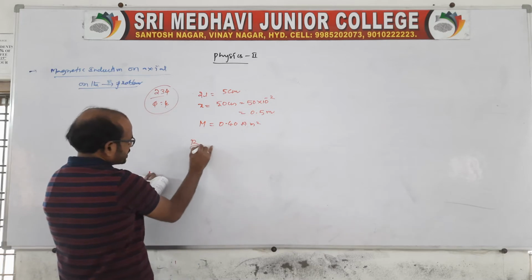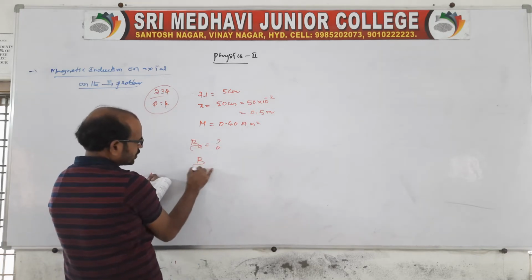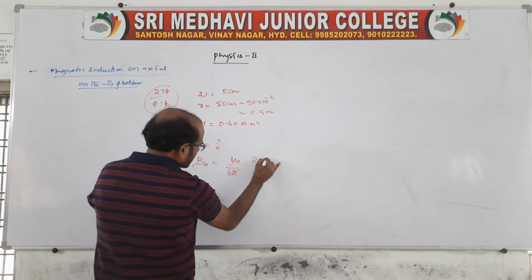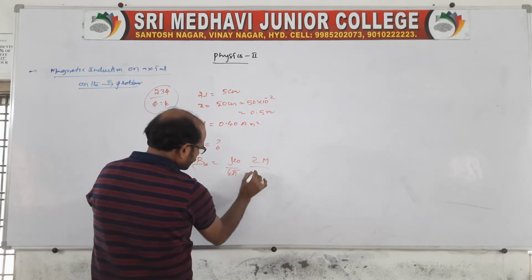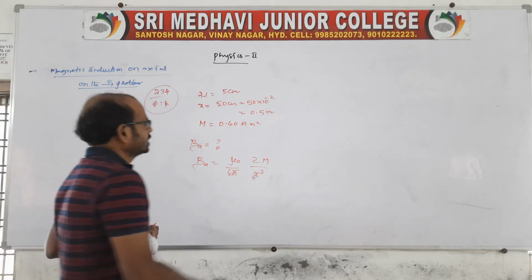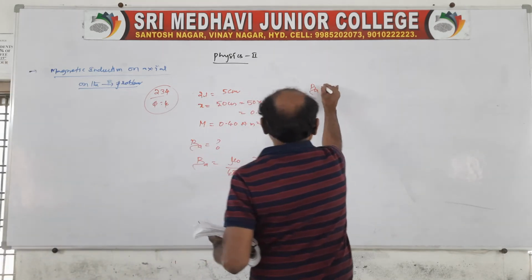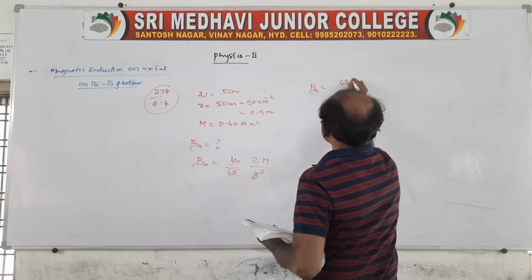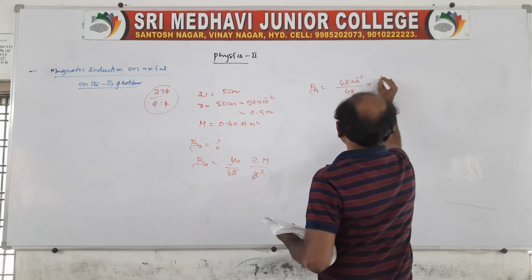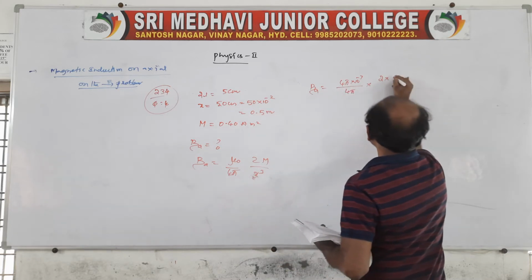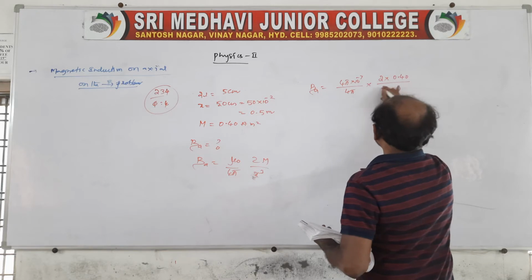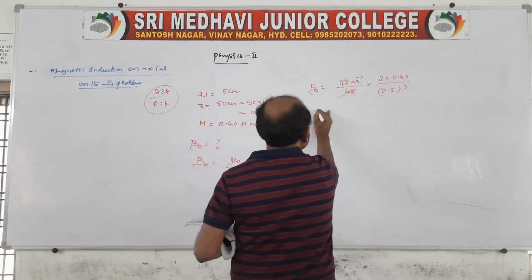It is asking for axial. So we know axial is nothing but mu naught by 4 pi into 2 capital M by d cube or x cube. Just now we did this expression in the previous class. So B A is equal to mu naught is 4 pi into 10 power minus 7 by 4 pi into 2 into capital M, which is 0.40, by x cube, which is 0.5 whole cube. Of course, 4 pi is cancelled.